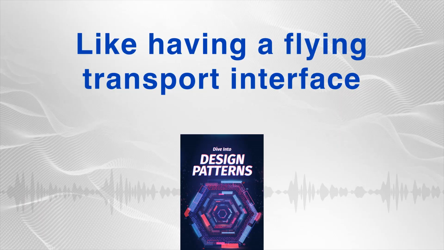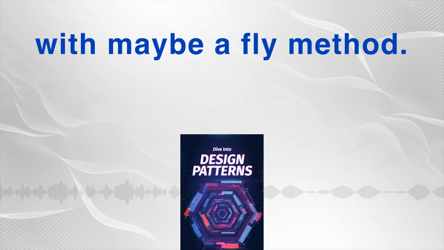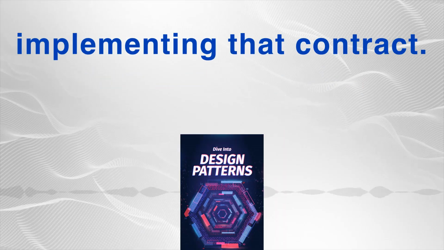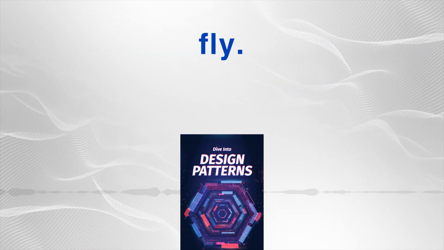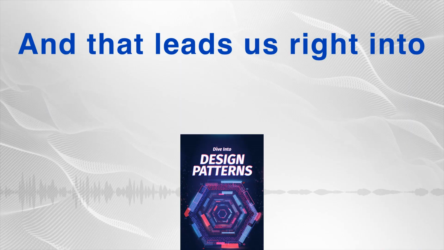Like having a flying transport interface with maybe a fly method. An airport could then work with anything implementing that contract. An airplane, a helicopter, maybe even a domesticated griffin if it implements fly. Exactly, and that leads us right into polymorphism.